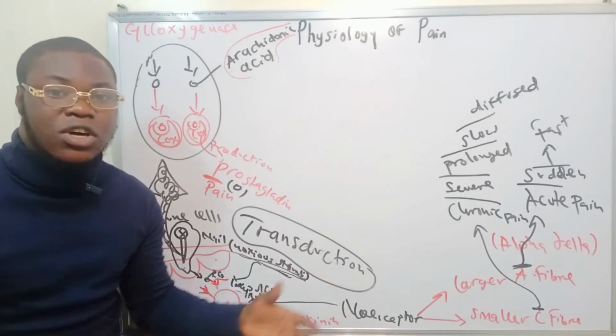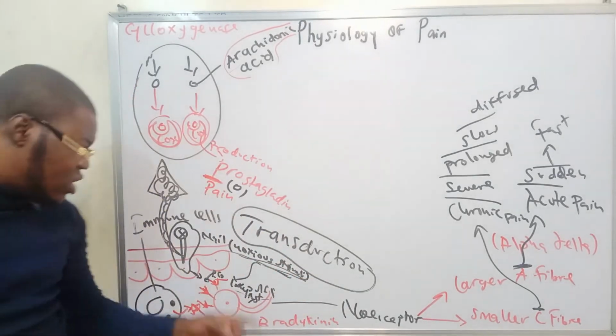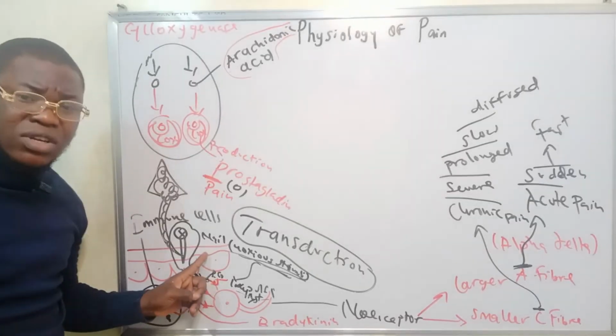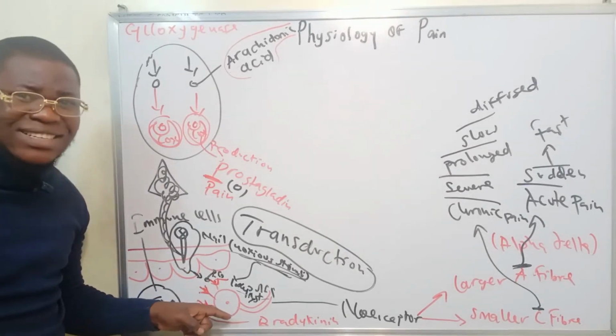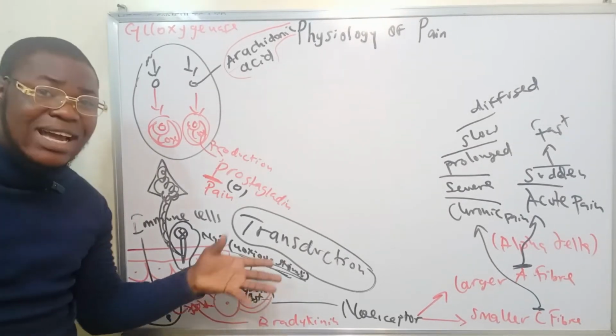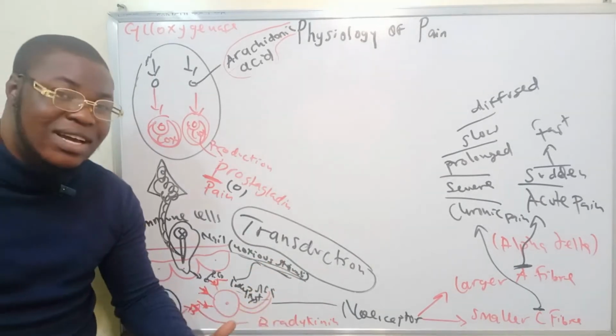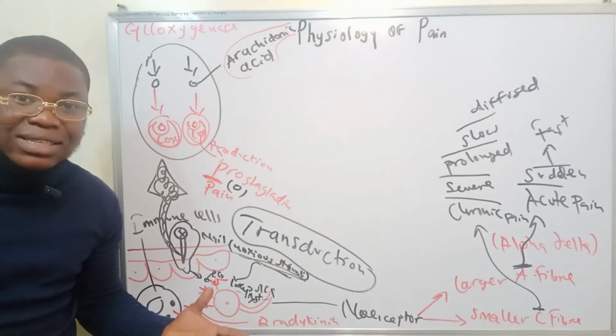Transduction is the conversion or the change of this noxious stimuli, the nail, so injuring the cell, into what? Into an action potential. Another definition. So you can just say into an electrical impulse, so through action potential, etc. As simple as that. That is the definition.